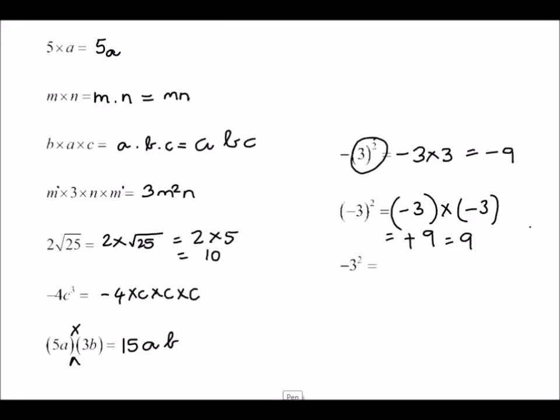Negative 3 squared means the same as this. So only the 3 is being squared. So it will be negative 3 multiplied by 3, which equals, a negative multiplied by a positive is negative. 3 times 3 is 9.